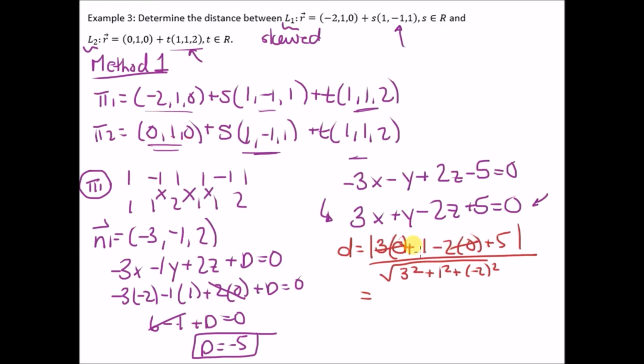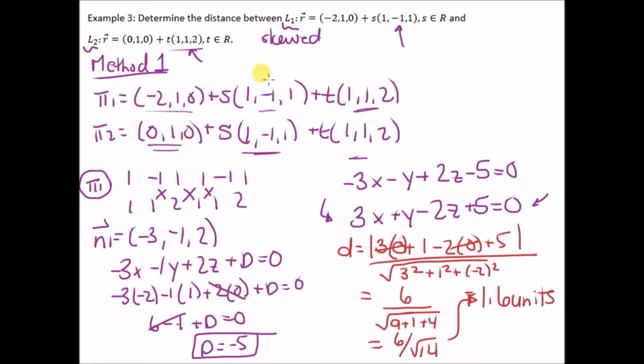Okay, so 0 and 0 go away. 1 plus 5 is 6. We can drop the absolute value brackets because this value is positive. And we get 9 plus 1 plus 4, so 6 over root 14. If we put this into our calculators, we get 1.6. Okay, so I get 1.6 units. So these two skew lines are 1.6 units away from each other.